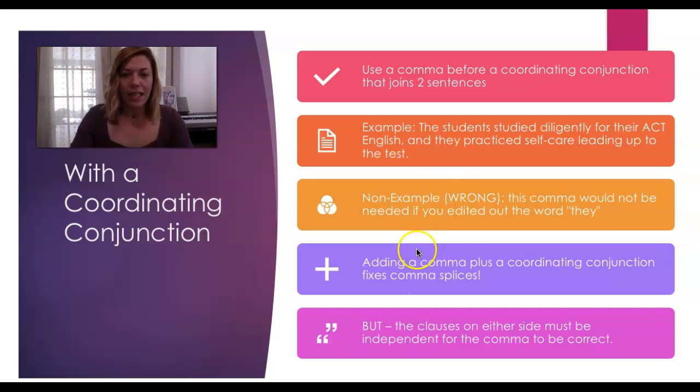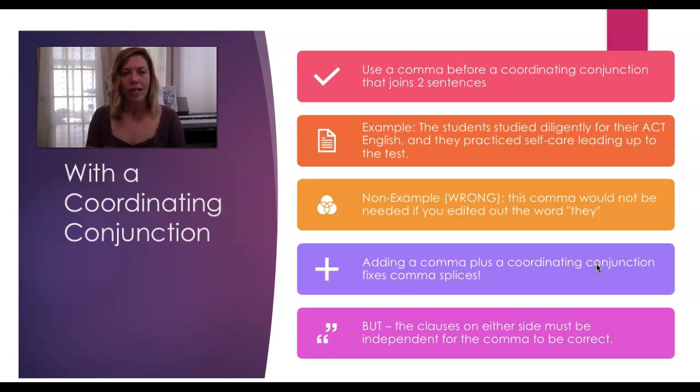So the cool thing is adding a comma plus a coordinating conjunction, like I said before, it fixes our first problem, which is the comma splice. So if there's a comma in between two independent clauses, one way I can fix that error is just by adding a coordinating conjunction after that comma. So the comma and then it'll fix that problem.